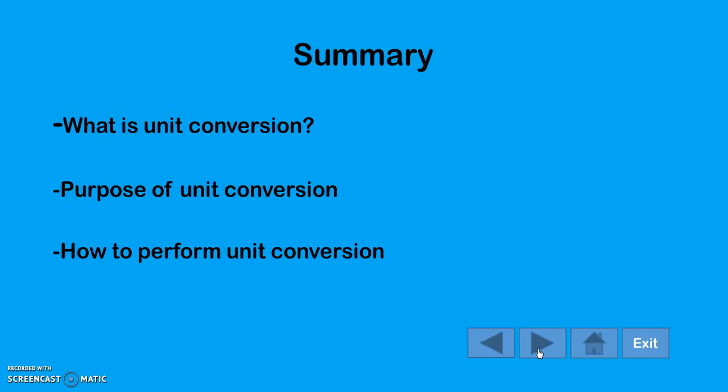On your journey to understanding unit conversions, remember, practice makes perfect. Good luck.